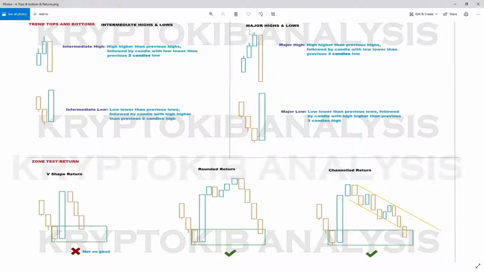Then I said here on this right hand side that we have major highs and lows. So let's talk about this major high. Here I said high higher than previous highs, followed by a candle with low lower than the previous 3 candles' lows. So the low of this candle is lower than the previous 3 candles' lows. So this 1, 2, 3, that makes it a major high.